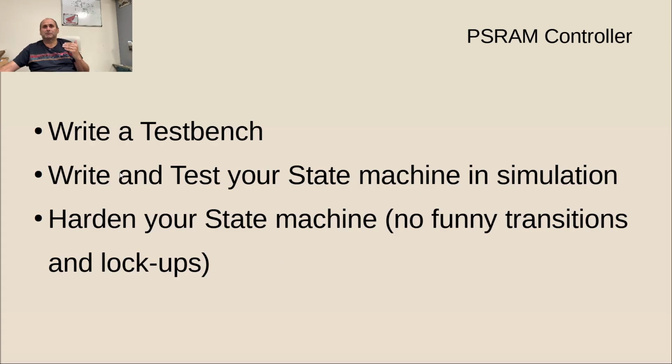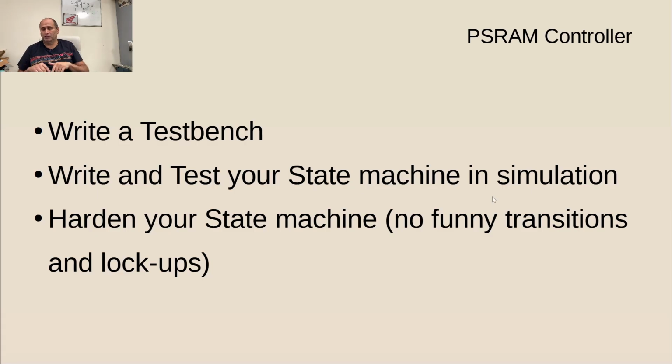Now, next one. What are the next steps? Well, obviously, write a test bench. This is going to be in the next episode. I'm going to generate or write a test bench. I say generate because I might use AI. And this is where defining the input, output, and the whole controller as a black box will help. Now, write the test bench, and write and test your state machine in simulation.